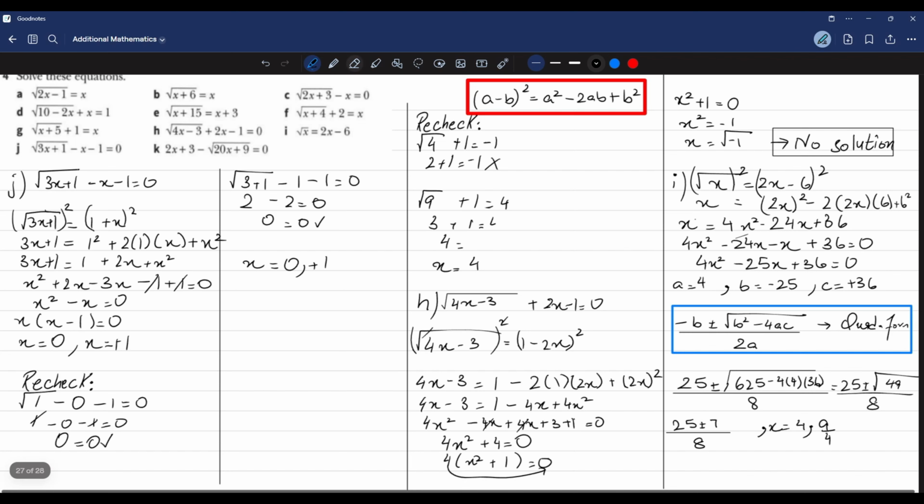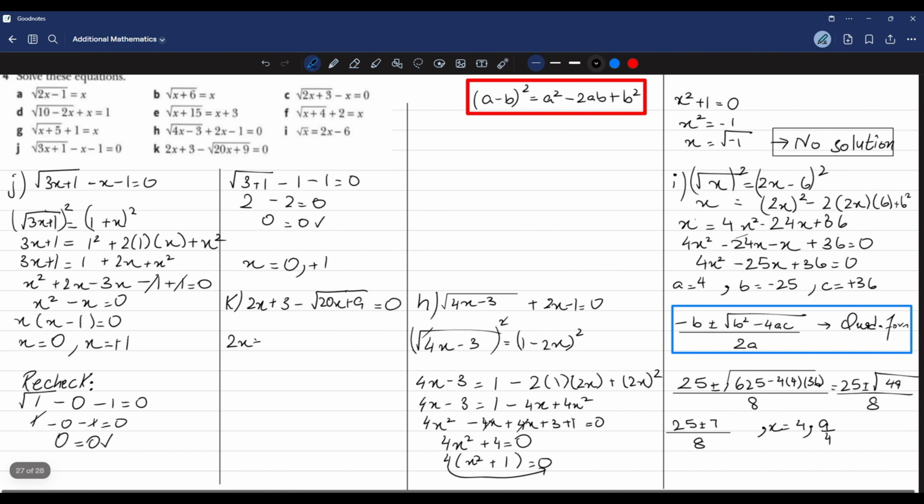Proceeding forward, we just erase some of this part so that I can easily solve this. For part K, we have 2x + 3 − √(20x + 9) = 0. And let's do this: 2x + 3 is equal to positive √(20x + 9).